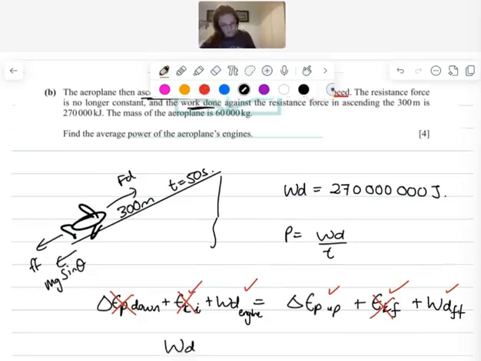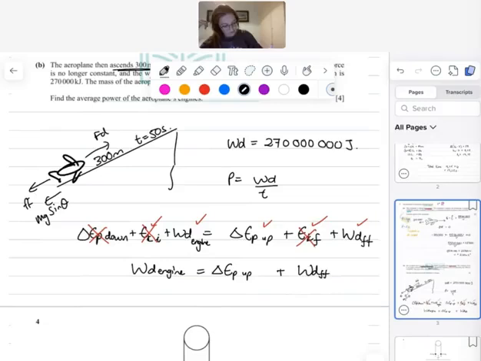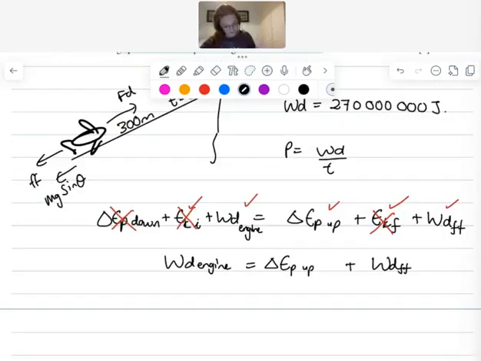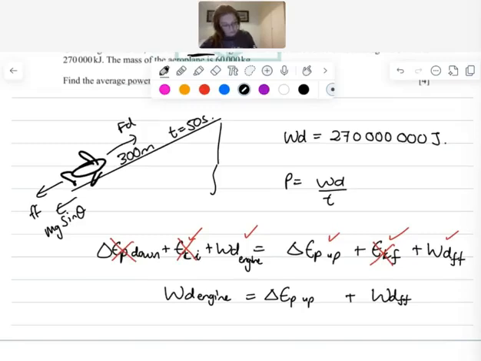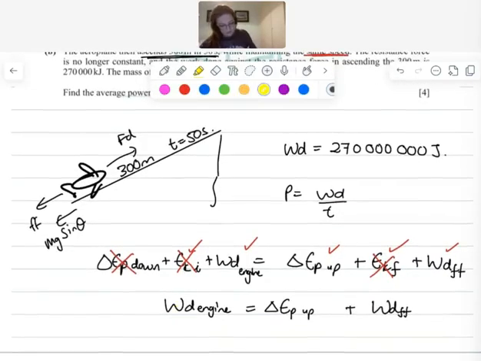So our little formula is only work done by the engine, and that is your change in your potential energy to make it go up, plus your work done by the frictional force. Okay, so big note to self here, make sure you've got enough zeros, and the correct zeros all in the right place. So we want to work out the average power of the engine's plane. If we work out the work done, we can then get to power. Okay, so let's just start with work done by the engine.